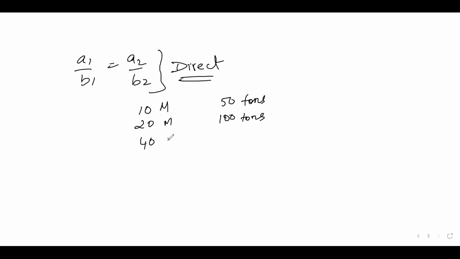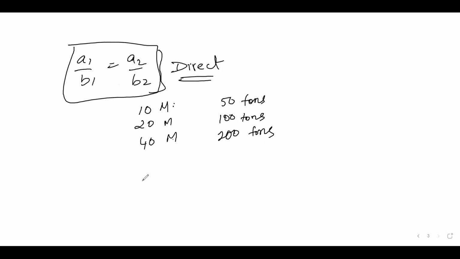If there are 40 machines, right? If 20 machines can do 100 tons in a particular time frame, in that same time frame, 10 machines would do 50 tons and 40 machines would do 200 tons. So as you can see, more the machines, more the job done. Less the number of machines, less the job done. So it's a direct relationship, and we use this expression or the unitary method, whichever you prefer.